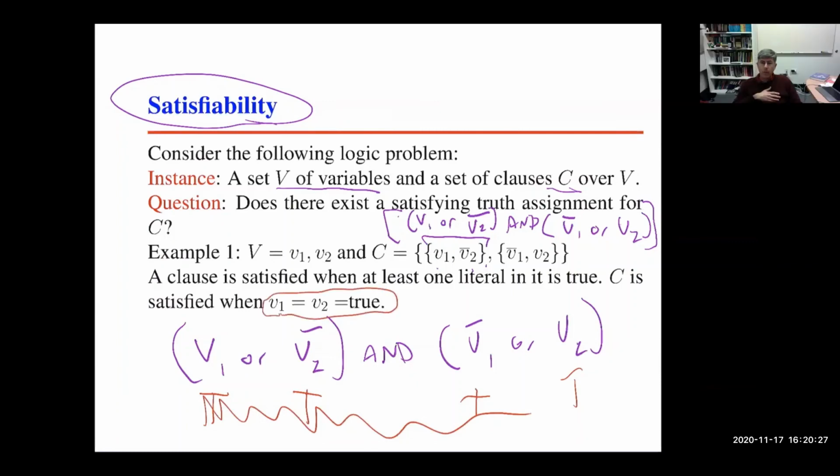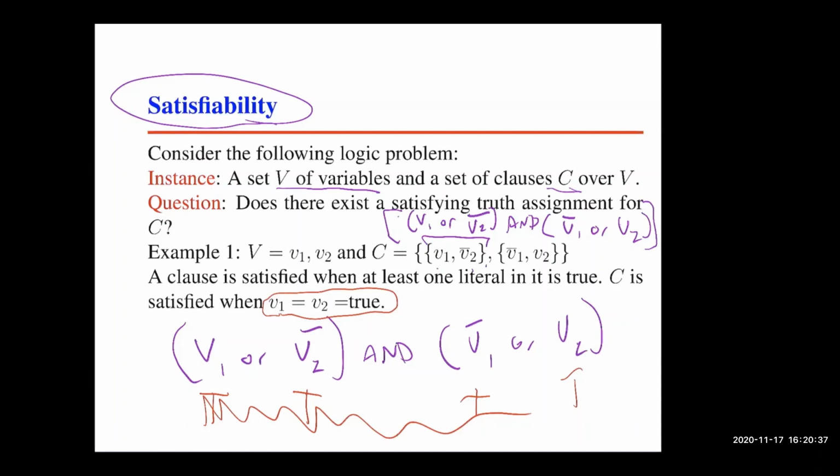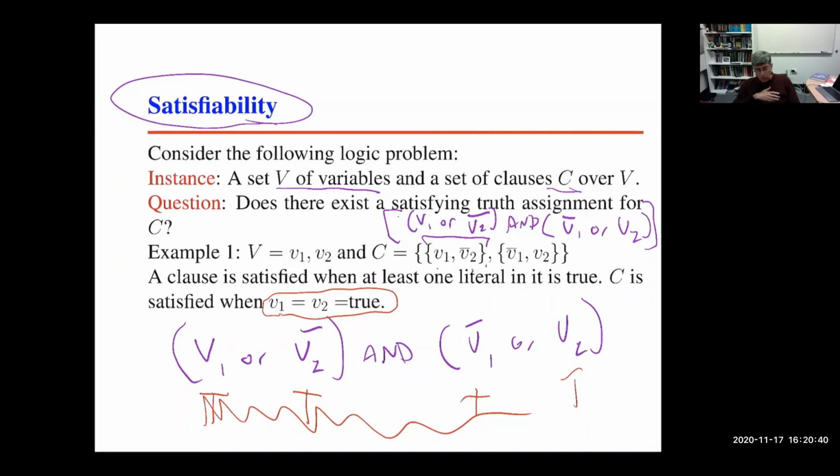Is there any other way to make this expression true? Make both false. If I make them false, false or not false is going to be true, right? And not false is true, true or false is true. Does everybody see that there are two different ways you can satisfy this expression?